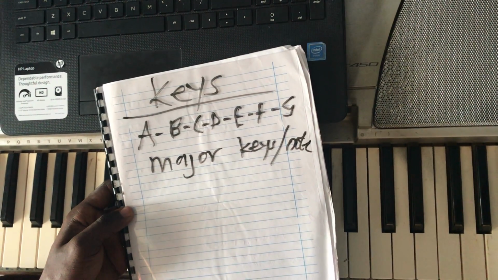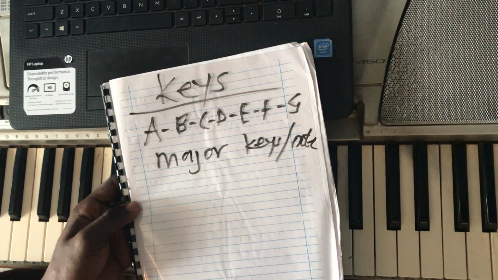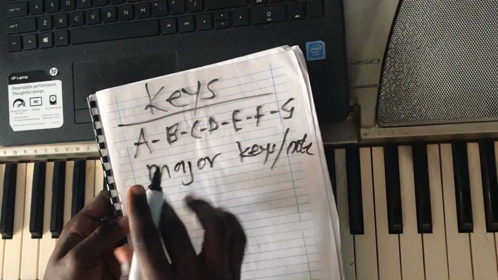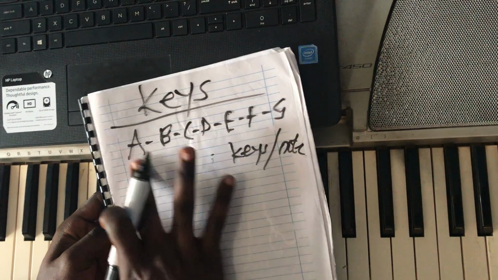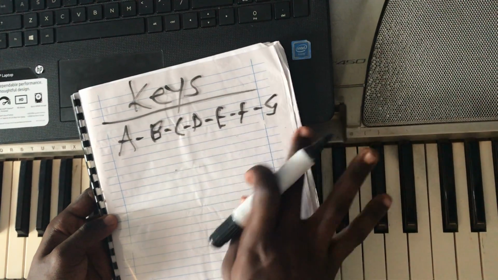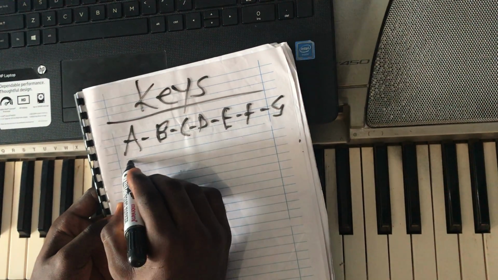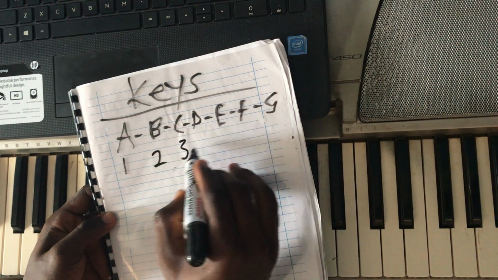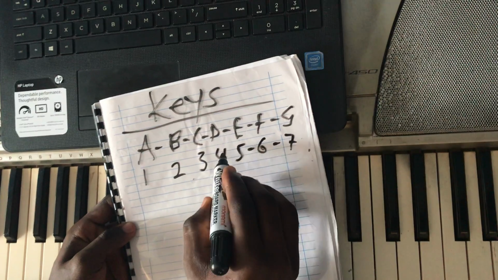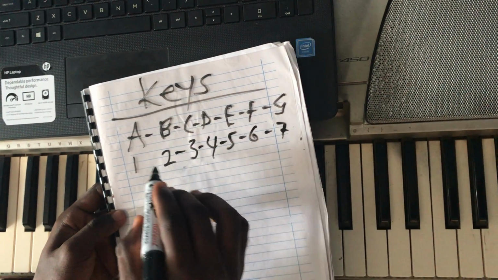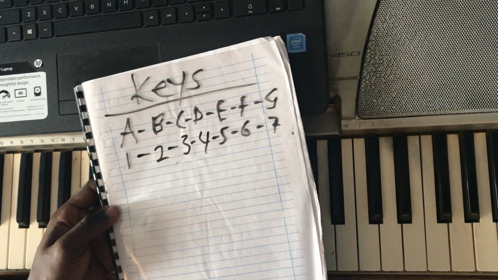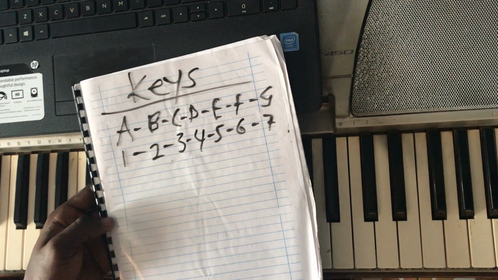And so the minor ones, we already know that we have 12 notes or 12 keys. These are the major ones, and they are what? 7, right? Numerically, you can also represent them by numbers. So this is 1, this is 2, this is 3, this is 4, this is 5, this is 6, and this is 7. So in music, you can use mathematics, and you can use the alphabetical order too.